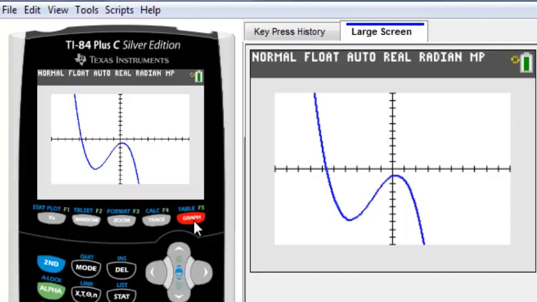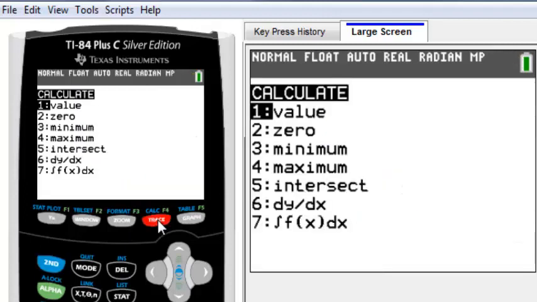Okay, good. So now we see that there are two turning points, and I can get those estimates. Notice that the one on the left is a minimum, and then I have a maximum. And so what I would have to do to obtain those is I'm going to press second and calc, or second and trace to get to the calc menu. If we want to do our minimum point first, I'm going to press 3.